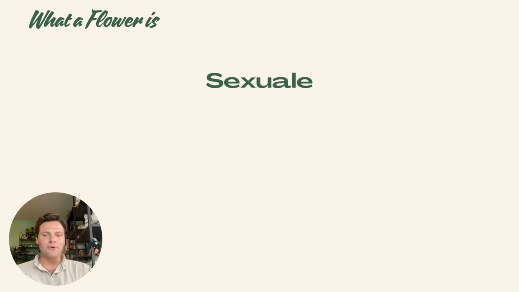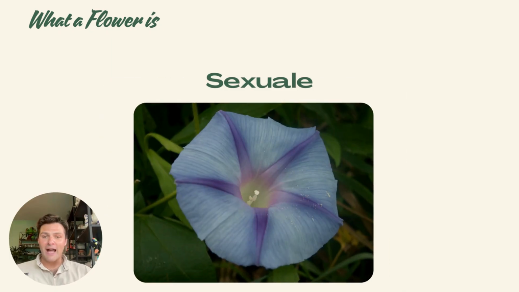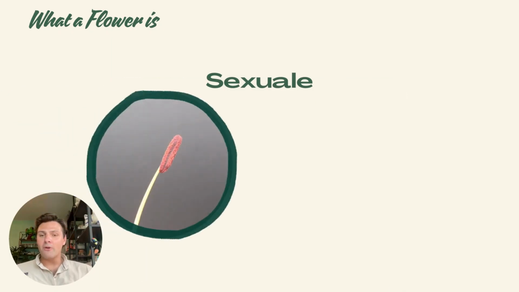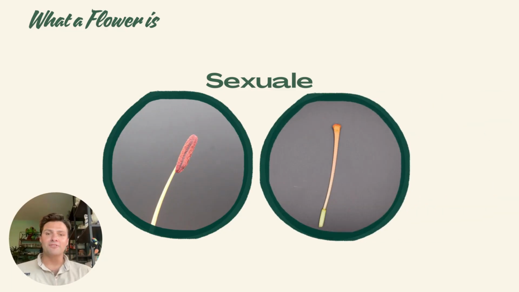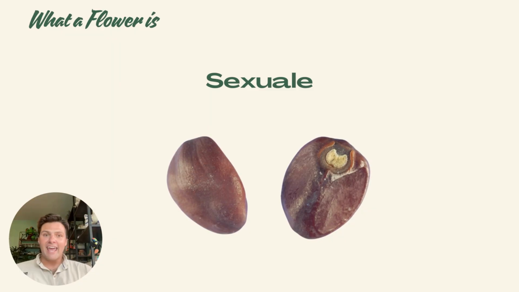Then there is sexual reproduction, and this takes place in the flowers. So you have the male structures in the flower and the female structures in the flower, which combine, usually resulting in a seed and leads to a lot of genetic diversity.